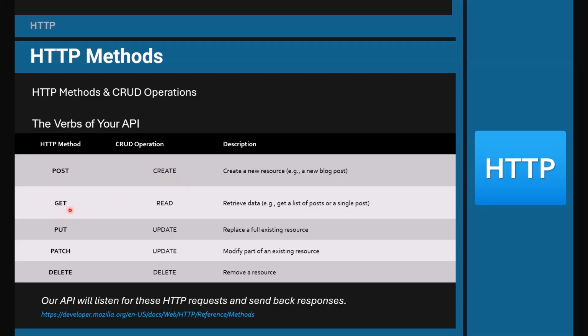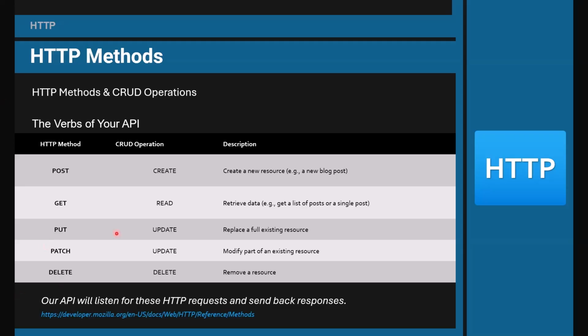We also have the get method. Each time you make a request to the server to get information, it means that you are making a get request. That means you are reading data, that is, you retrieve data. For example, get a list of posts or a single post. We also have the put method. You make use of this method when you want to update something on the server.